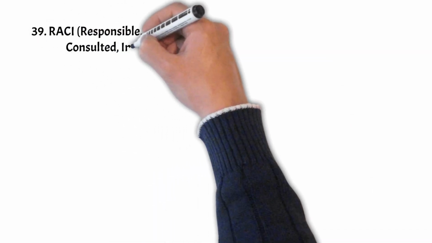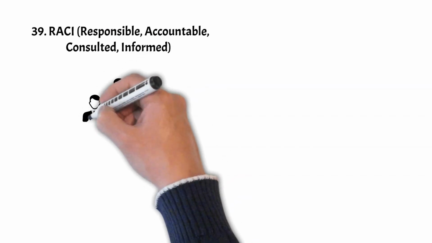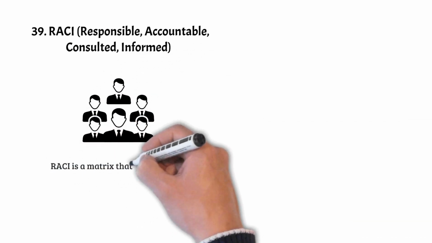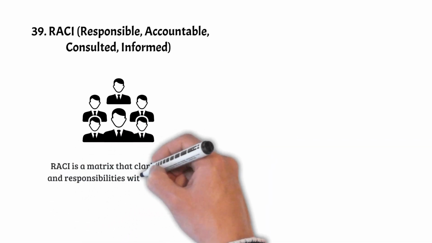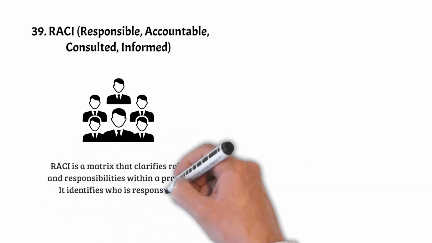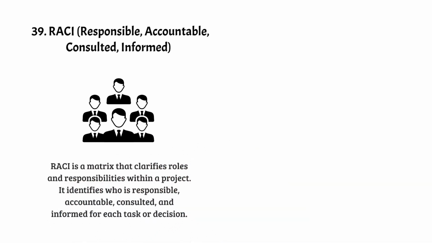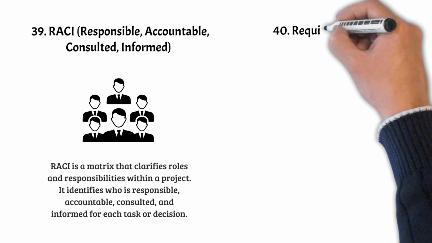39. RACI, responsible, accountable, consulted, informed. RACI is a matrix that clarifies roles and responsibilities within a project. It identifies who is responsible, accountable, consulted, and informed for each task or decision.